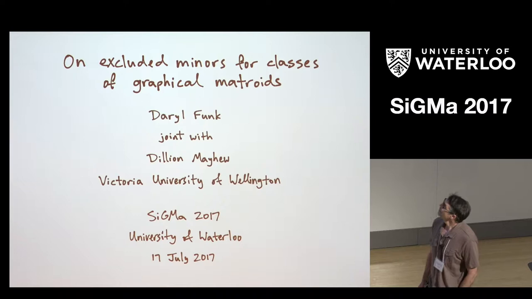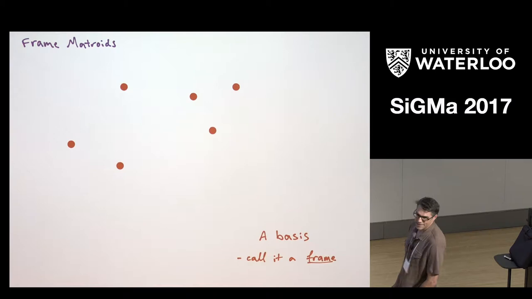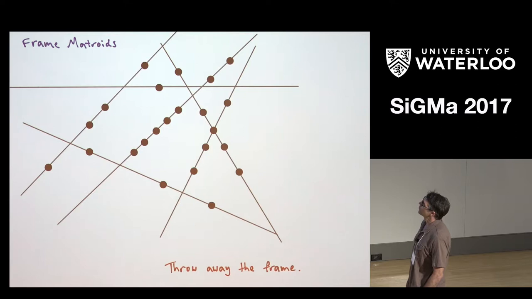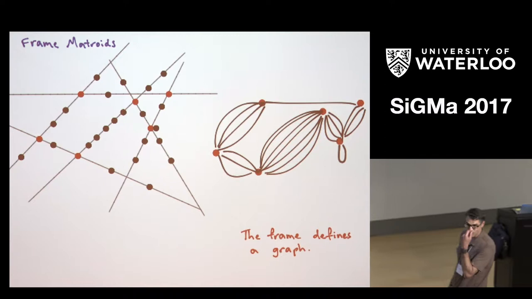So frame matroids: here's a basis sitting in space. We call it a frame. Jeff talked about this. We look at lines, and we're allowed to place points on those lines anywhere we want. Then we can throw away the frame if we want, and that gives us a frame matroid. And we have a graph that we can associate with that matroid very naturally. Jeff talked about that already.